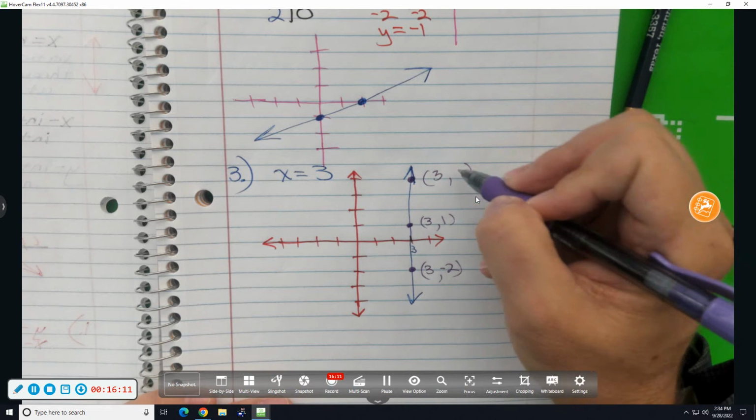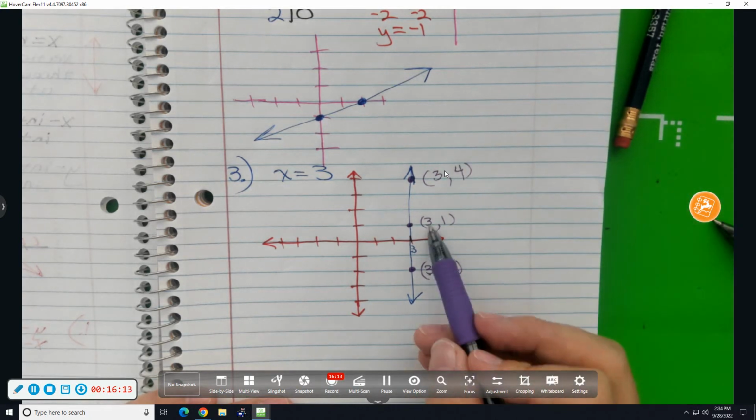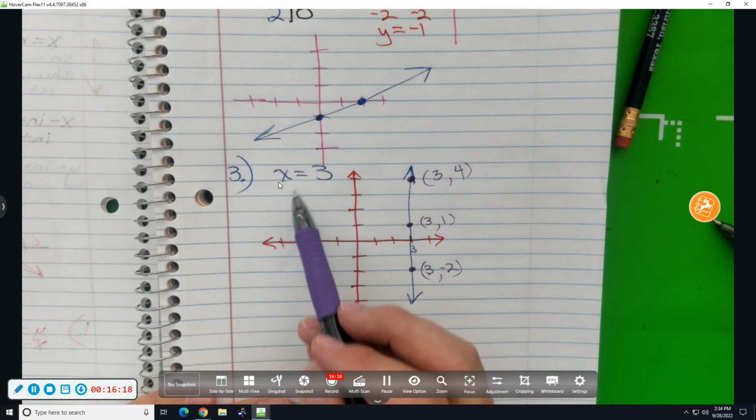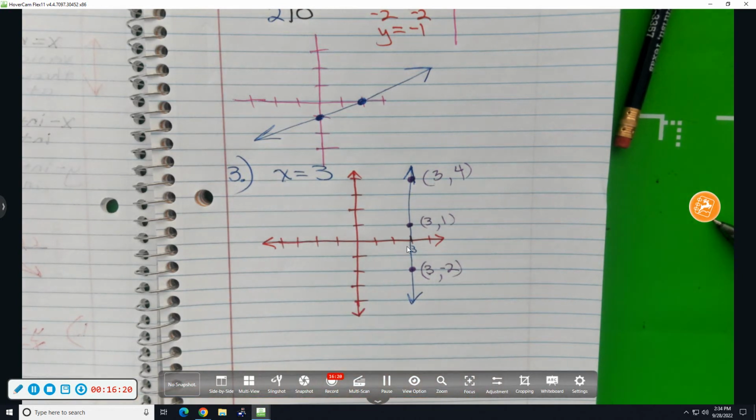3, 4. The important thing here is every x value is what? Every x value is 3. This vertical line passing through 3 has nothing but x values of 3. So let's see which one it is.